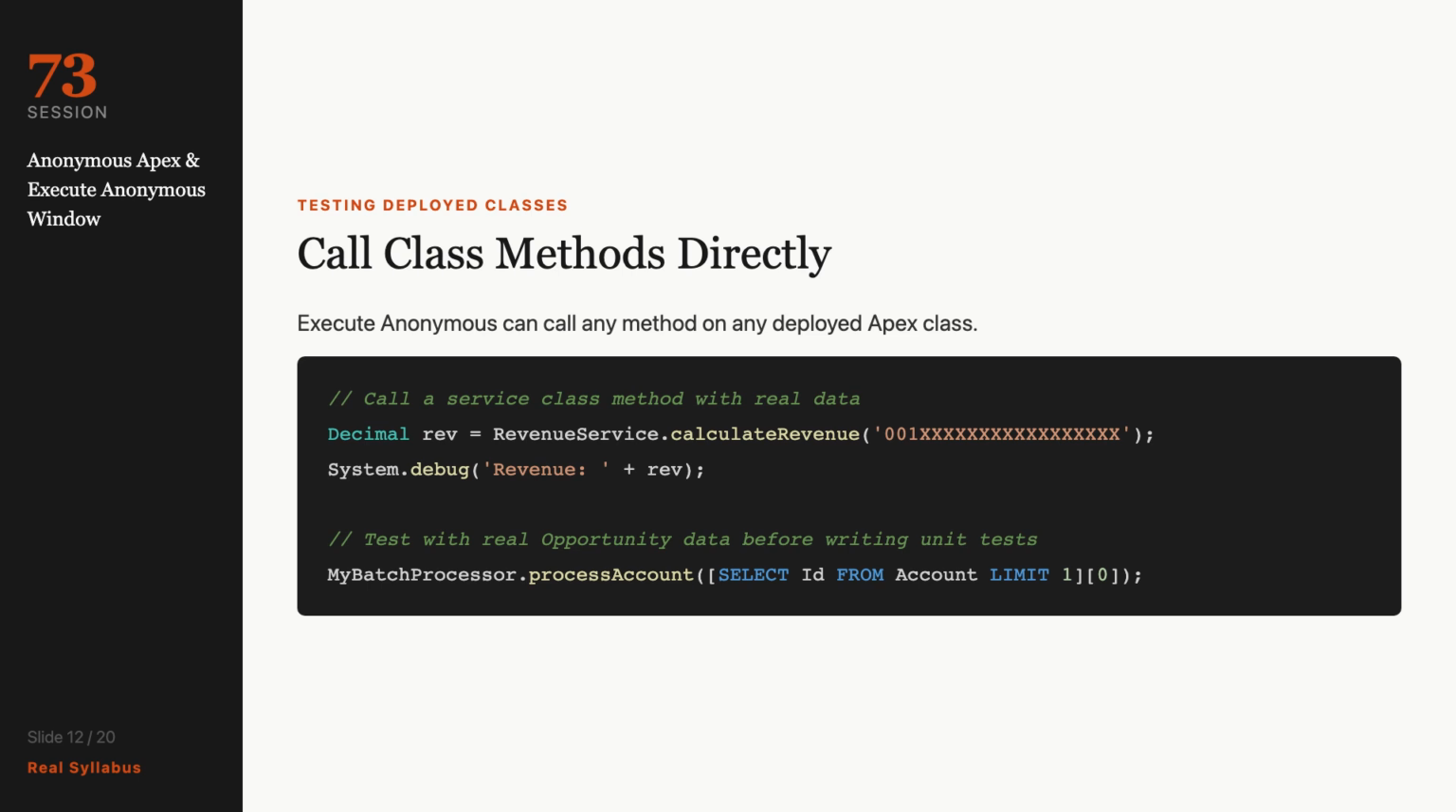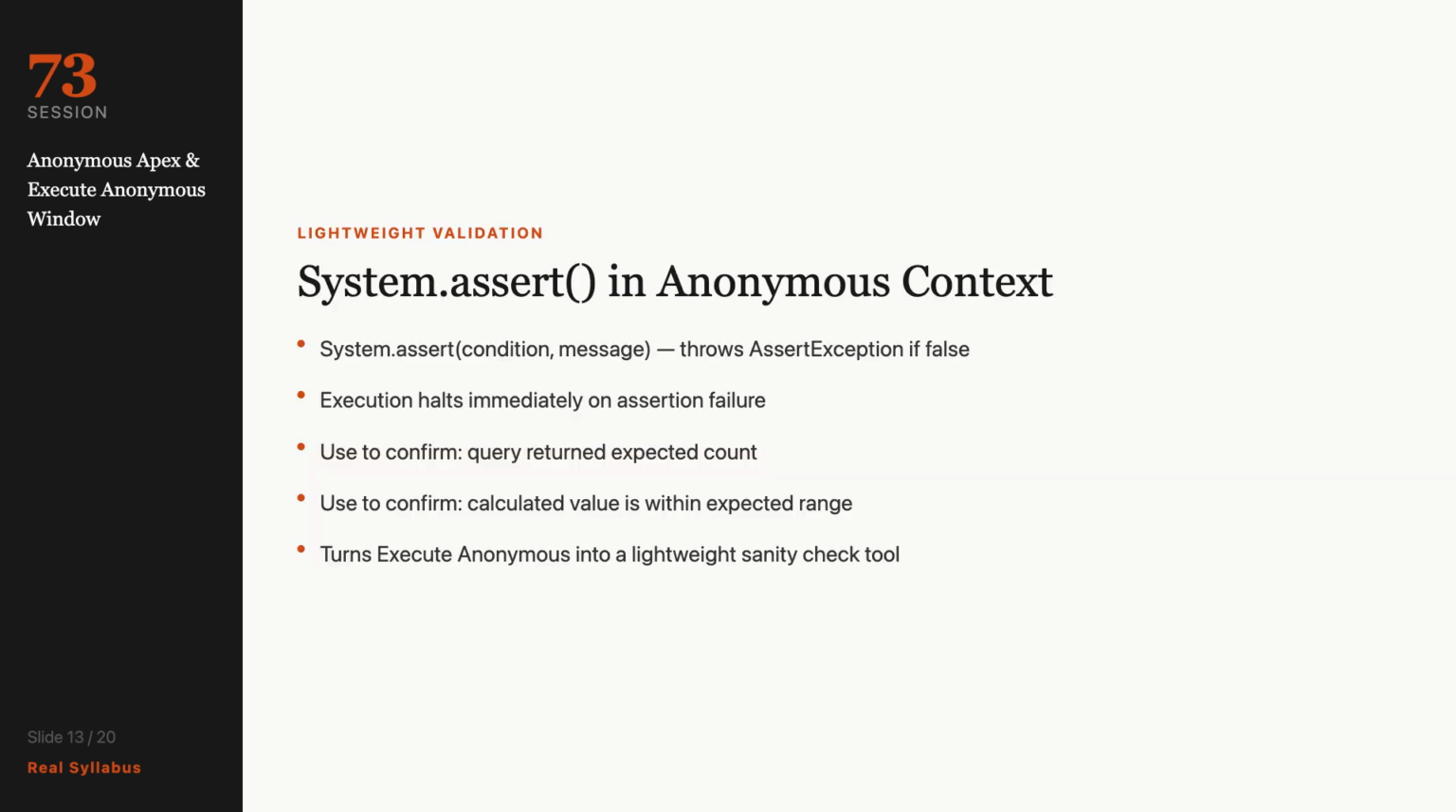System.assert is useful for turning Execute Anonymous into a lightweight testing tool. You can assert that a query returns at least one record, that a calculated value is within expected range, or that a method call returns the correct value. When an assertion fails, Execute Anonymous throws an assert exception and the execution halts, exactly like a test method failure. This makes it easy to run sanity checks on logic before formal unit test writing.